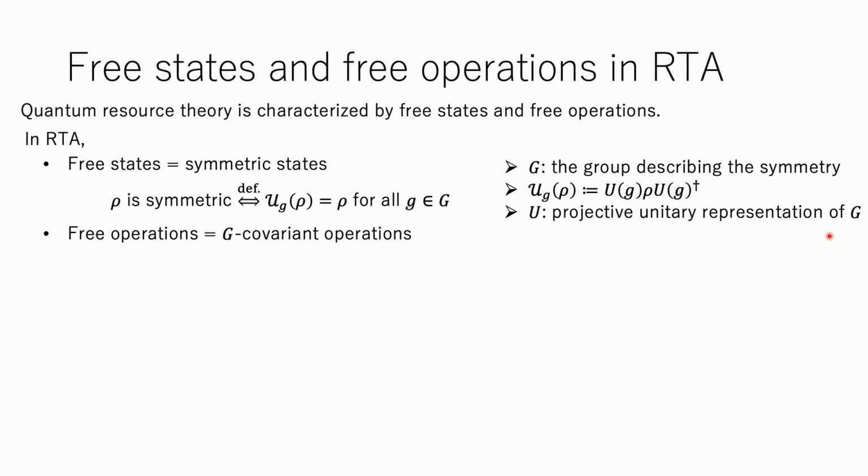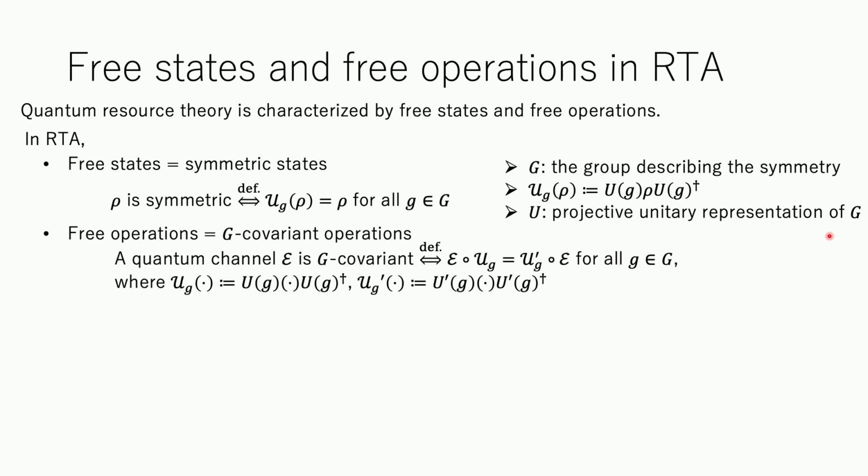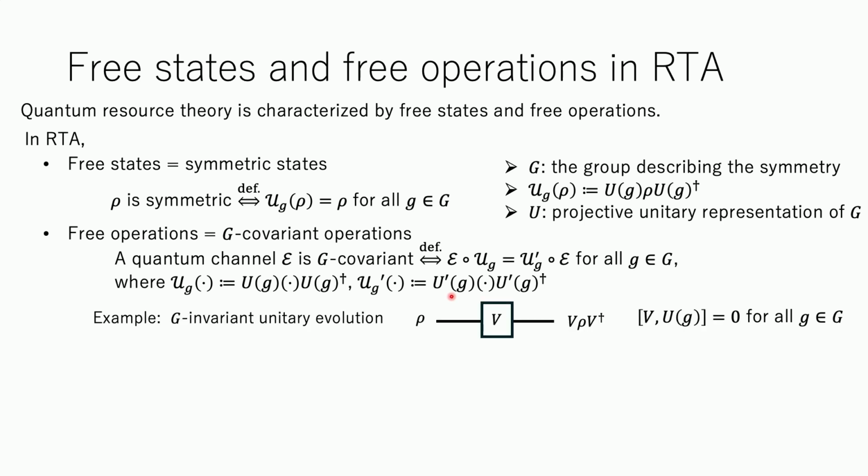On the other hand, a G-covariant channel is defined as follows. A quantum channel E is called G-covariant if and only if it commutes with the group transformation. In general, the input system and the output system of the quantum channel can be different from each other, so we have two different unitary representations for those systems. The simplest example of a G-covariant operation is a G-invariant unitary evolution, where the unitary operator V describing the evolution commutes with all the unitary representations.